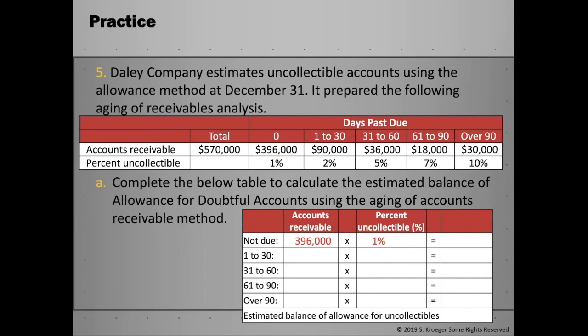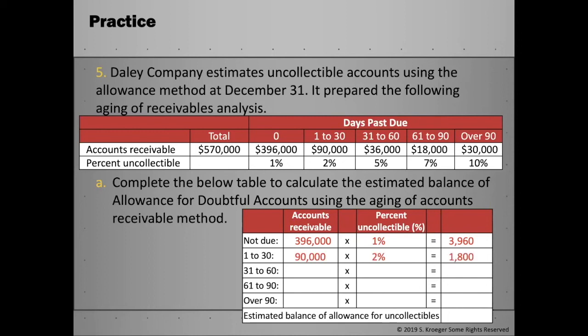And please, everyone, actually do this on your calculator because I see so many students not being able to multiply percents correctly. So make sure you can do this and you're following along so you don't get it wrong on the test. 1% would be 0.01 in the calculator. When you multiply this, you get 3,960. We would do the same thing for the next line, 1 to 30 days. We look at this 1 to 30 days, 90,000 and 2%. 90,000 times 2%, we get 1,800.